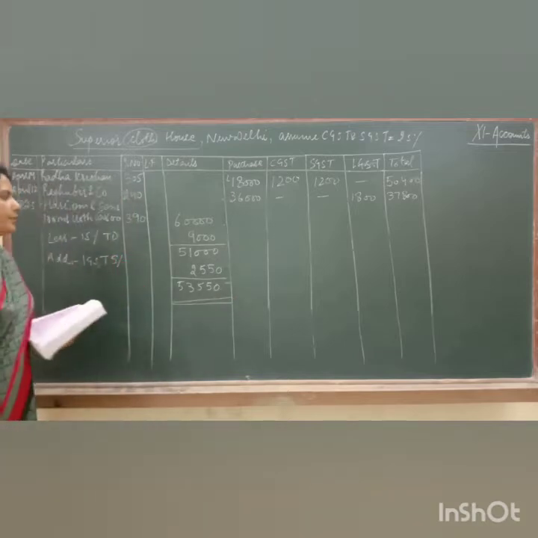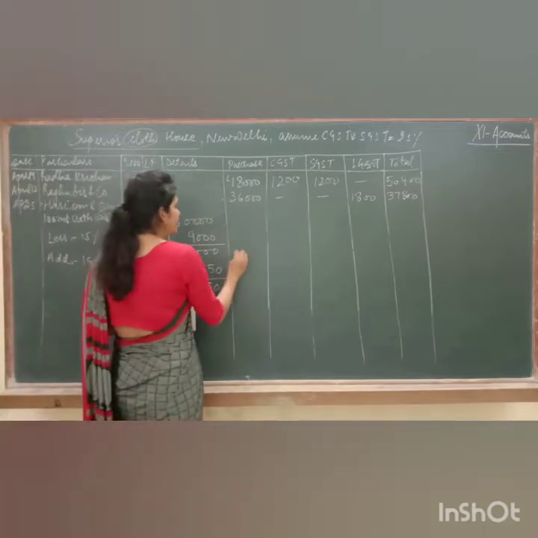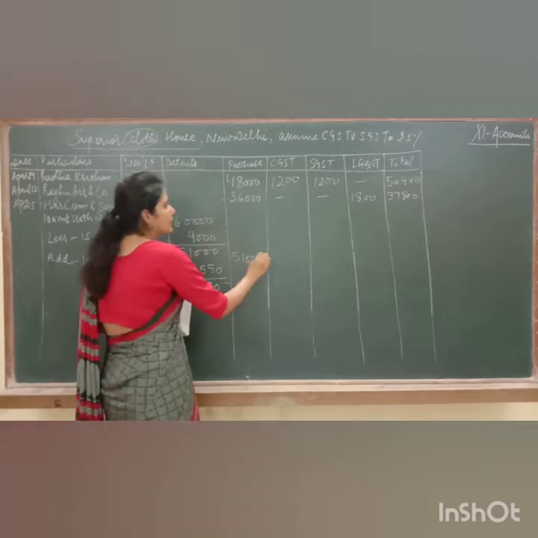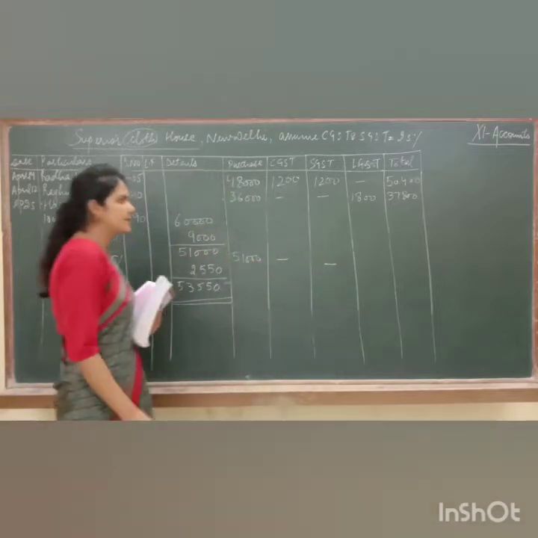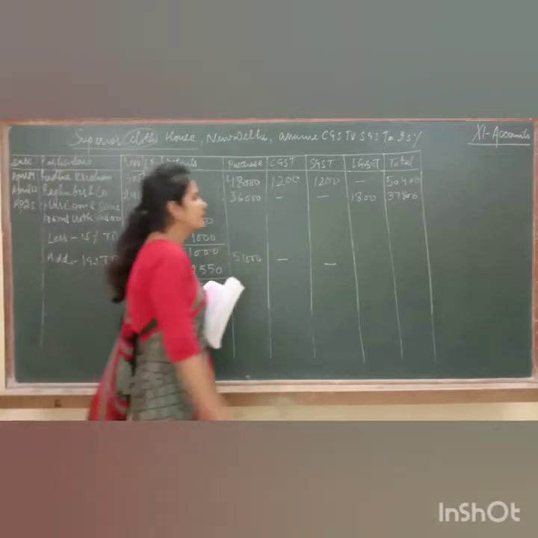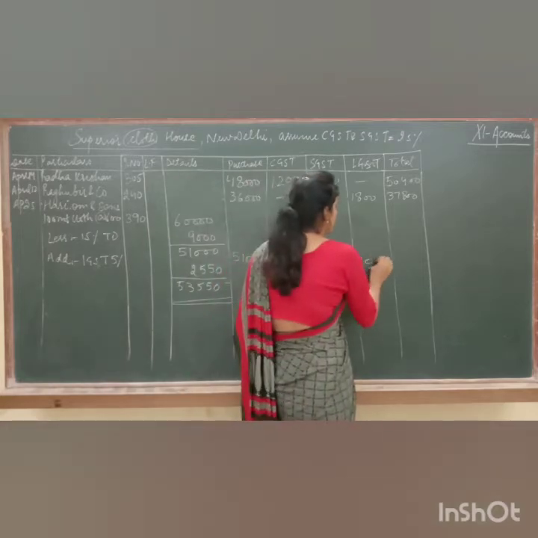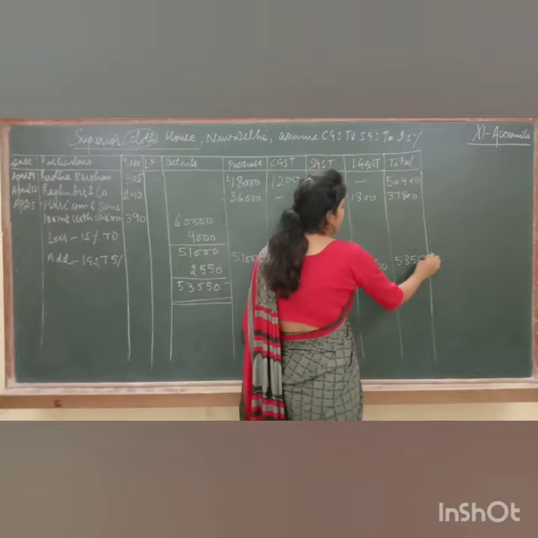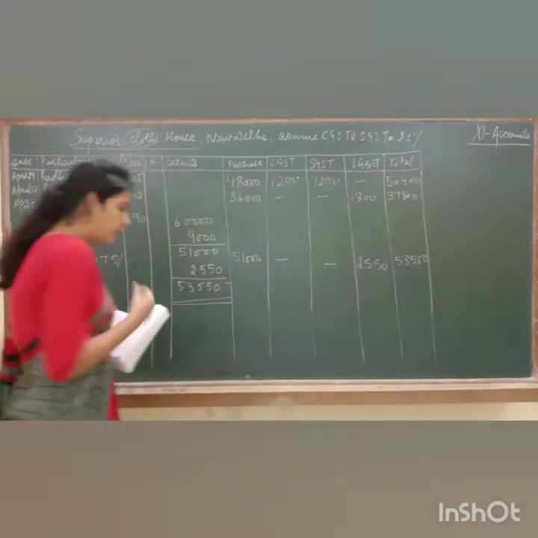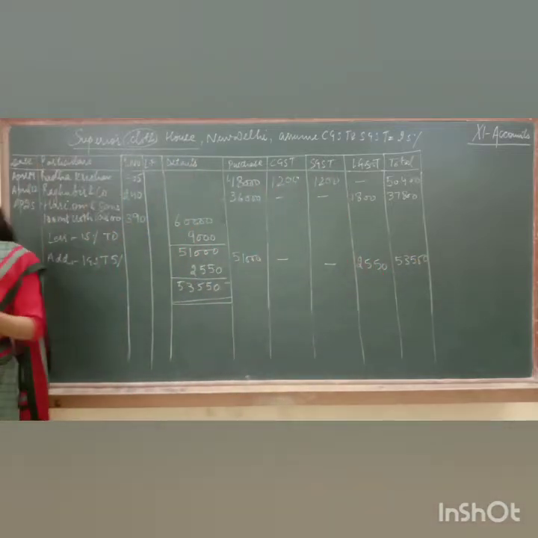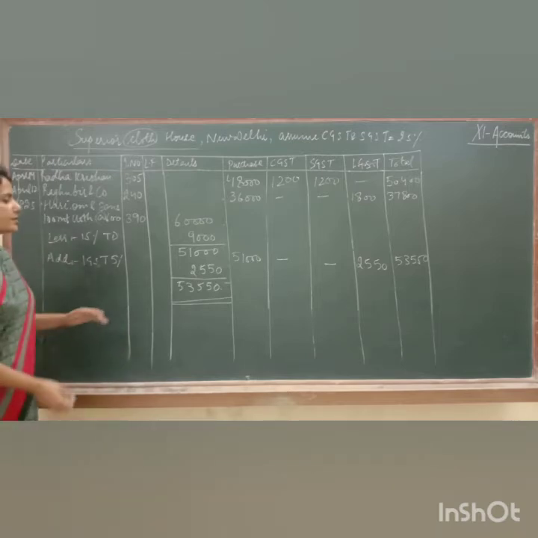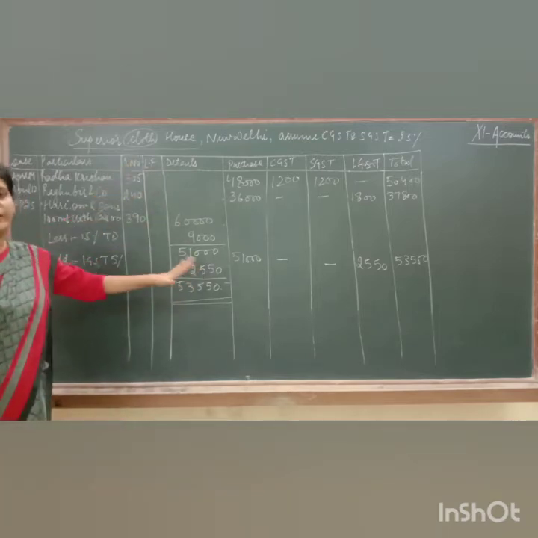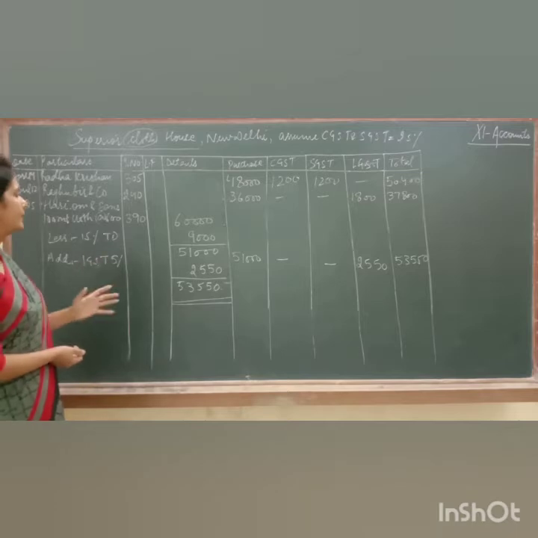This way. Now write the amount individually. In purchase only 51,000. Nothing in CGST and SGST. In IGST you will be writing 2,550. And then total, that is 53,550, will be total. Now after that, what we have to do? After this, now we have to wind it up. How we are going to wind it up?